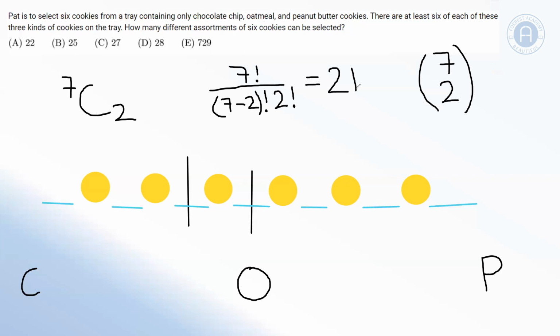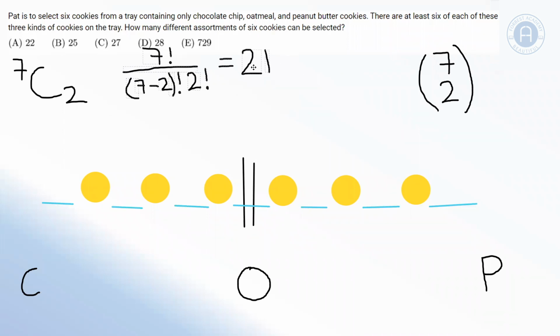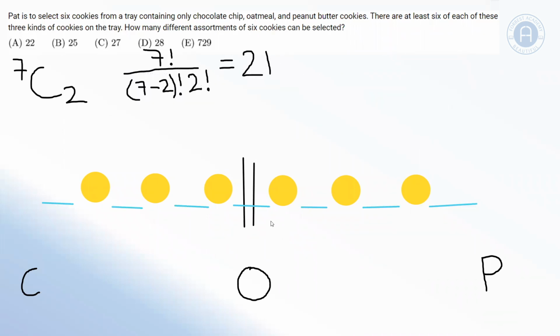Now, the problem here is a lot of people will think that's our final answer. There's 21 places of putting these 2 bars. But the problem is we've looked at the possibility of getting 0 chocolate chip. We've looked at the possibility of getting 0 peanut butter. But when we've been placing these 2 bars, we've not looked at the possibility of getting 0 oatmeal. For that to happen, those 2 bars would have to be in the same place. So we have got another solution to look at here. What if those 2 bars are in the same spot?